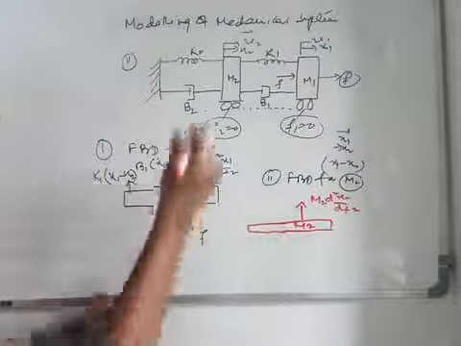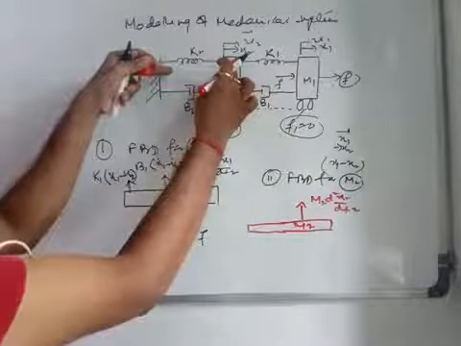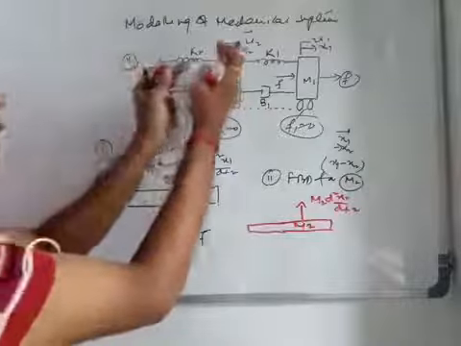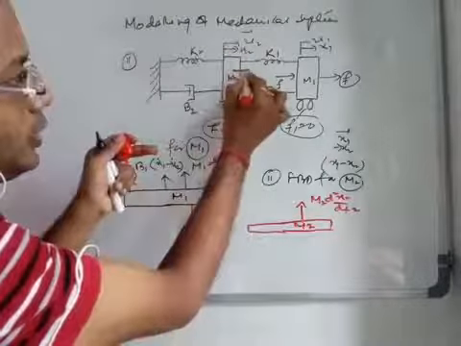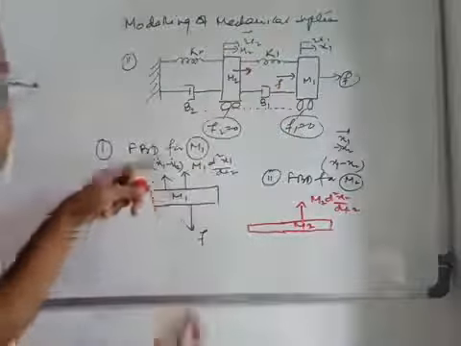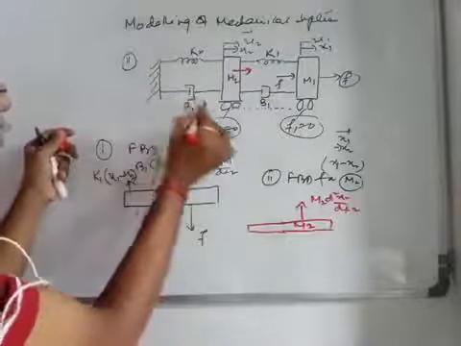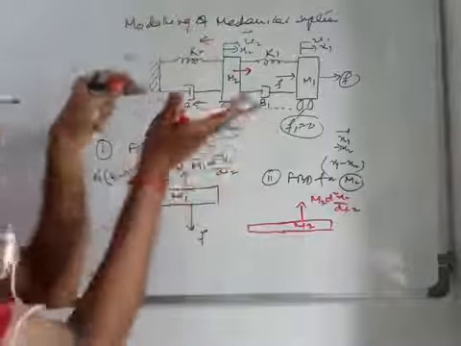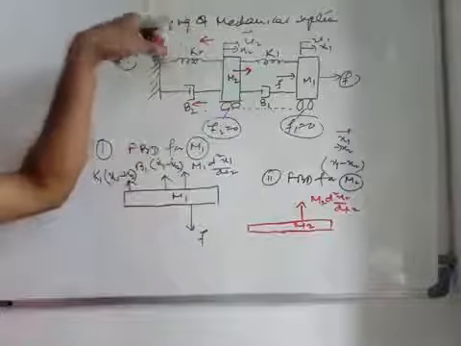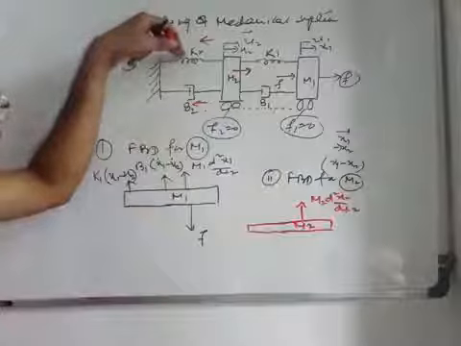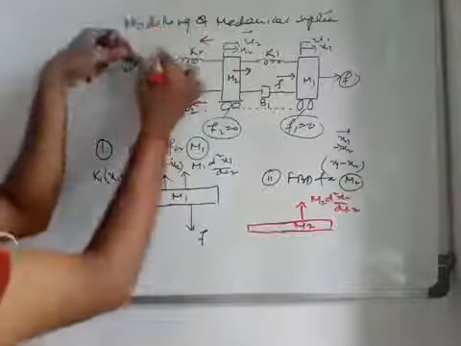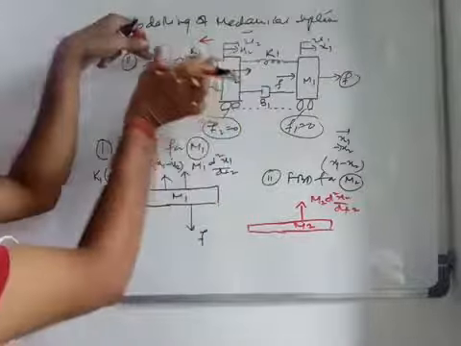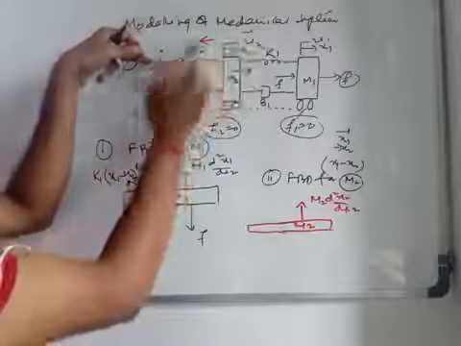Opposition force. Here opposition force will be applied due to this spring k2 and damper b2, because when this mass m2 is moving in this direction, what happens? This b2 and this k2 will try to oppose the motion, right? So what is the opposition force exerted by k2? One end of k2 is connected to this rigid body, and one end is x2, so resultant displacement is x2 minus 0, that means x2.